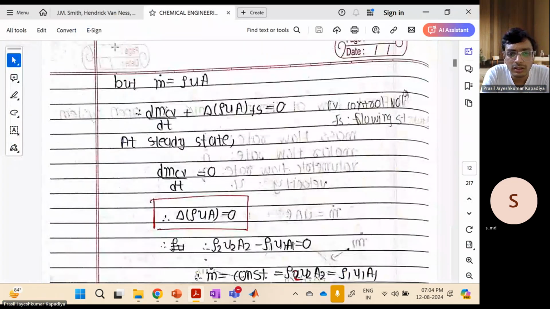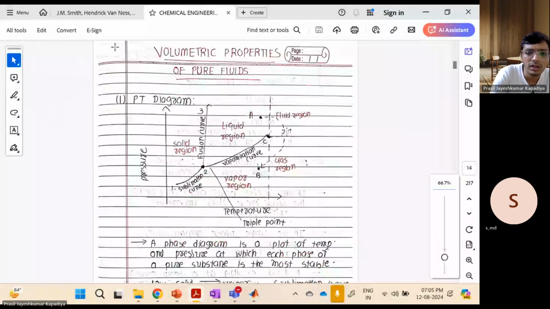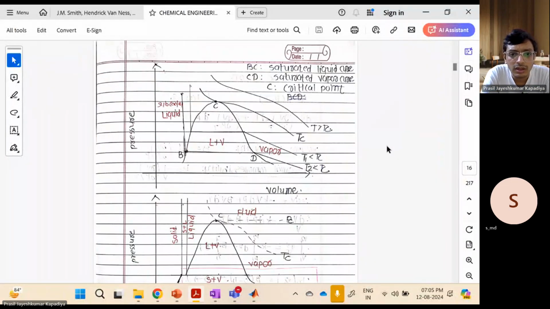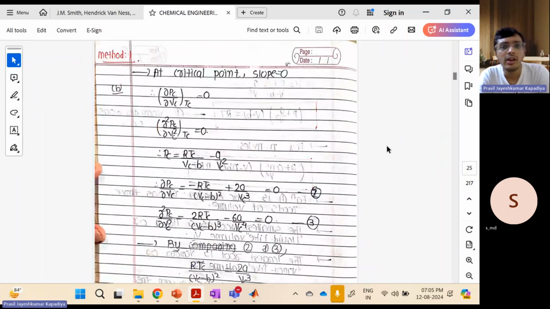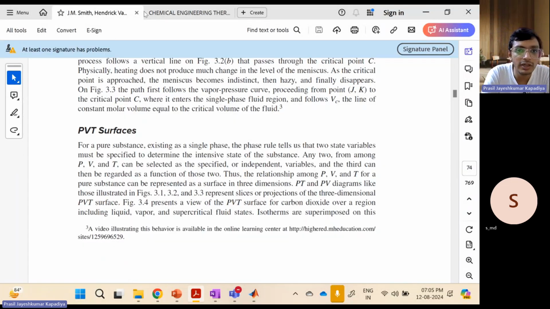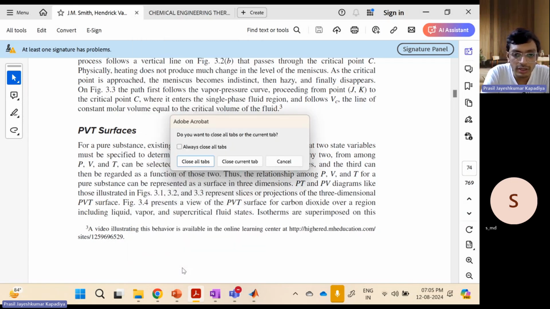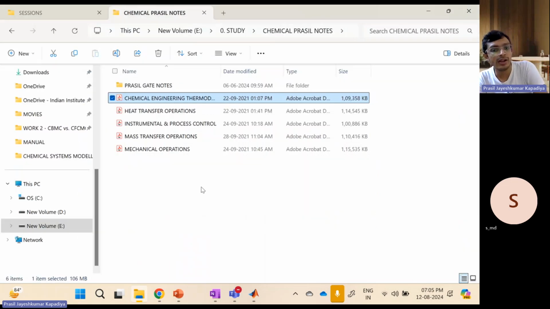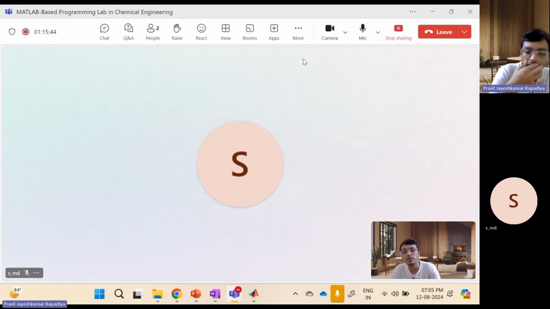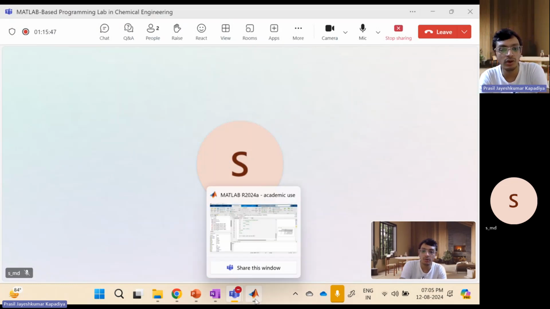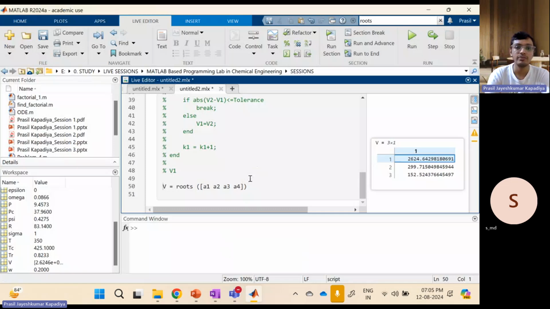Okay, I also have not written it. But it's like one root is the vapor root, one root is the liquid root, and the other one is the insignificant one. Okay. So this is how you can solve an equation of state. If you wish, you can write down your Newton-Raphson method or any other method code, but there is no need to write it down. You can directly solve this using MATLAB inbuilt functions.